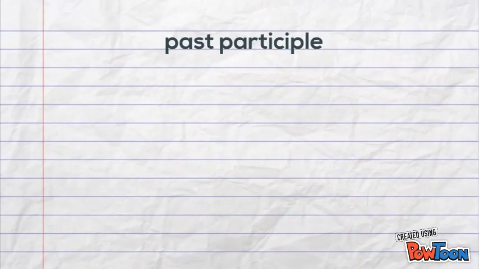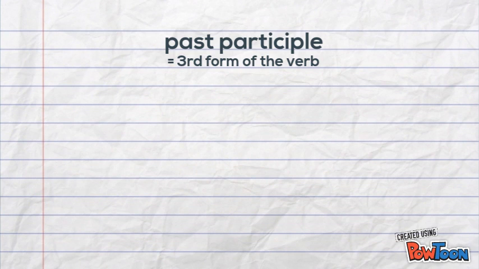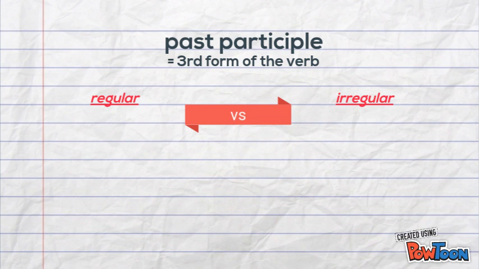Now comes the most important part, the past participle, also known as the third form of the verb. There are regular and irregular verbs. The regular ones are quite easy. They end with ed. For example, work, worked, worked. The past participle is worked.